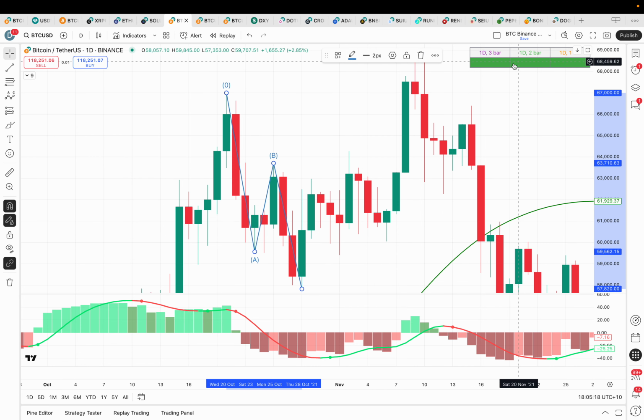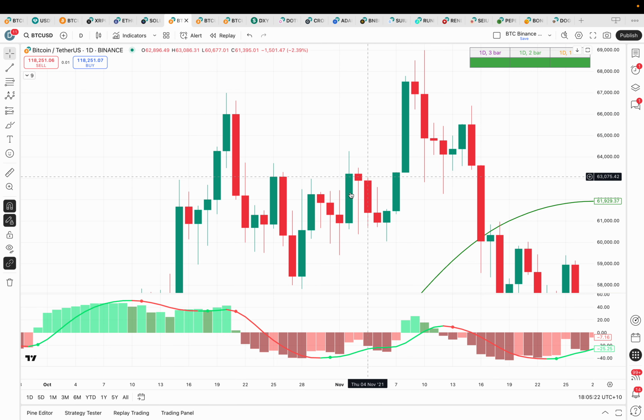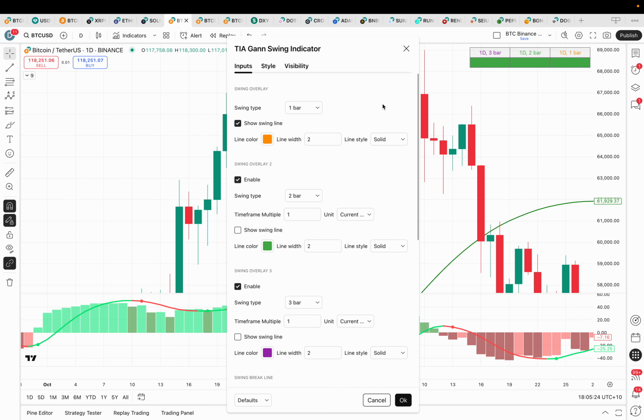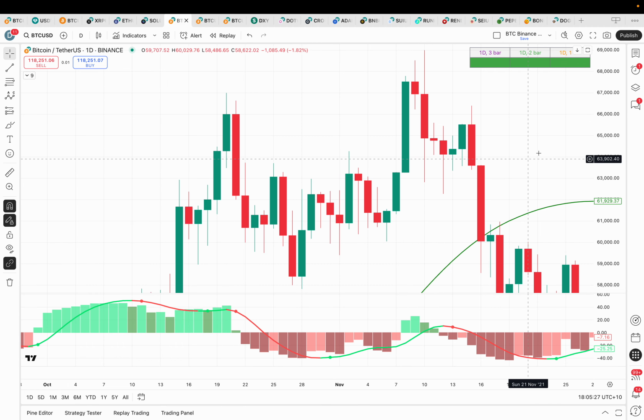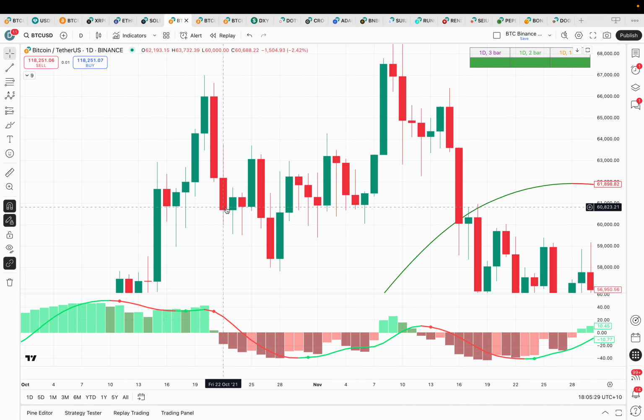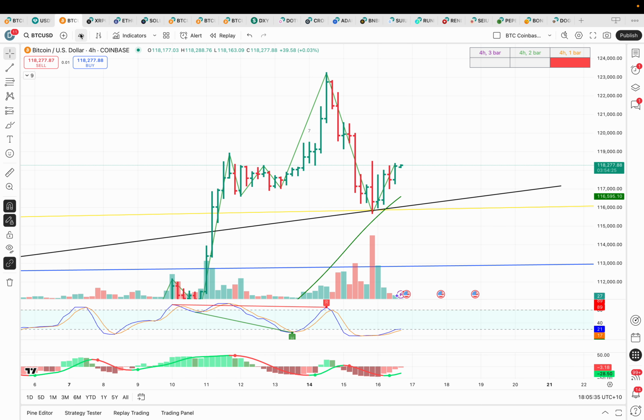Obviously, the Gann swing indicator doesn't go back this many bars. Now, I'm not entirely sure whether that's just because I haven't set it up right or whether that's a limitation on the indicator itself. But even without the swing chart, you can pretty much see we've had a failed retest of the 50% level and we have attempted lower.